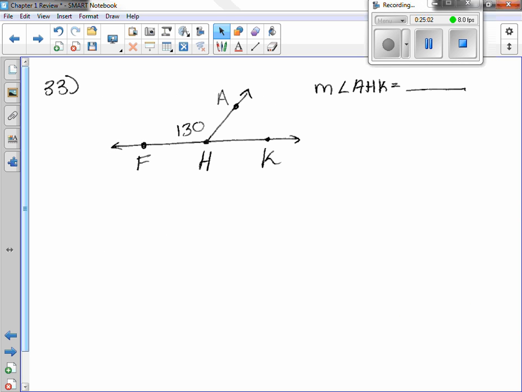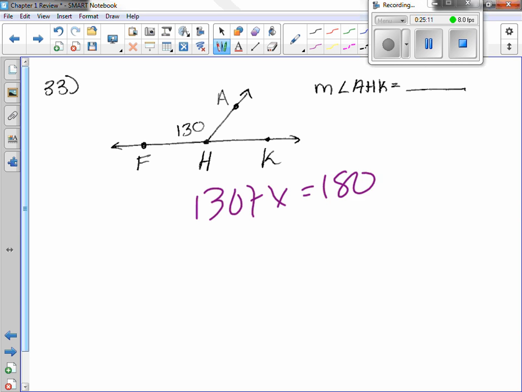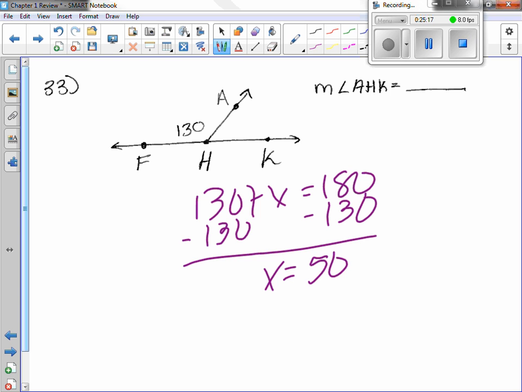33. This is a straight line, yes? So these two angles add up to be? So I can just subtract 130 from 180, x is 50.